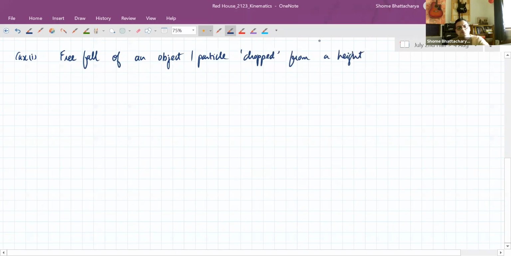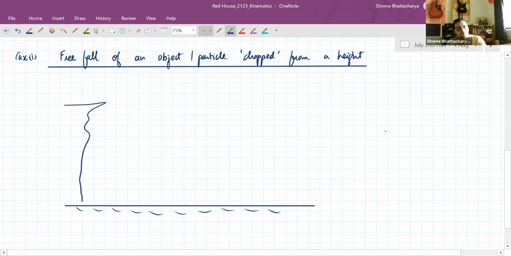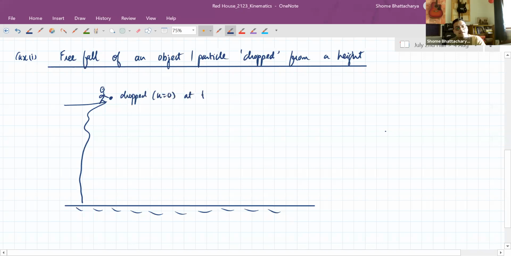So this is one of the simplest cases that you can think about, where not only is the acceleration uniform, but the initial velocity is zero. It's a very straightforward situation. So let's say this is some kind of horizontal floor level, and from some height, the particle is dropped. That means its initial velocity is zero at time t equal to 0.